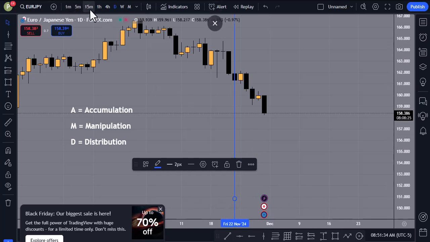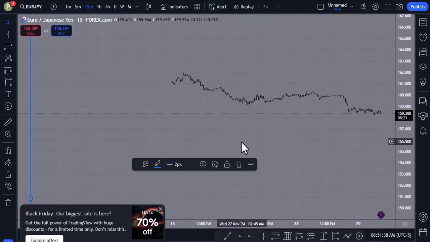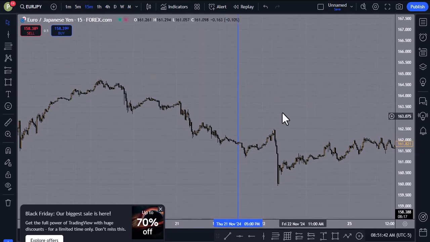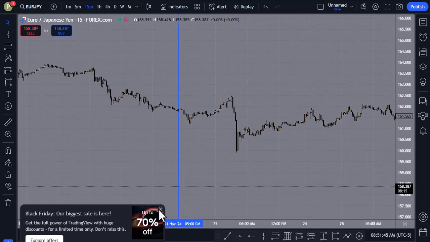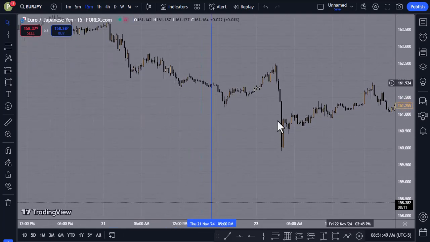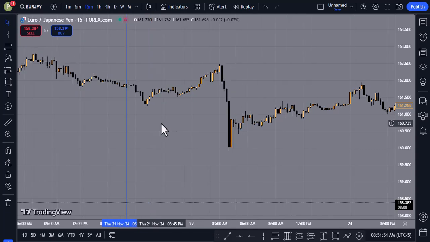So let me break down to the 15 minutes chart. I started from the daily chart, then I'm breaking down to the 15 minutes chart. For my interface, there's a video you can check out on how to customize your TradingView workspace. That is why I have this kind of interface that is kind of organized.